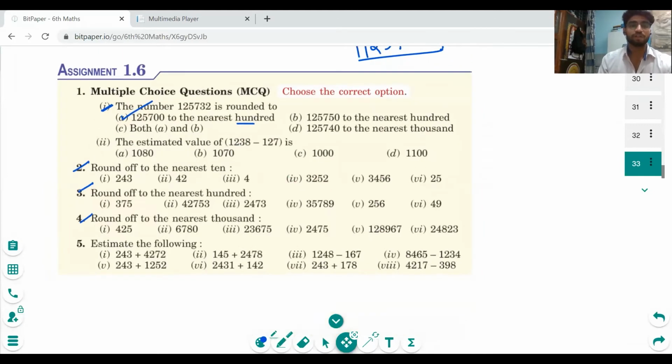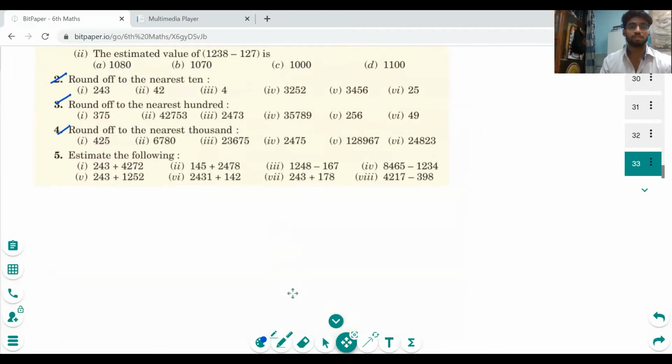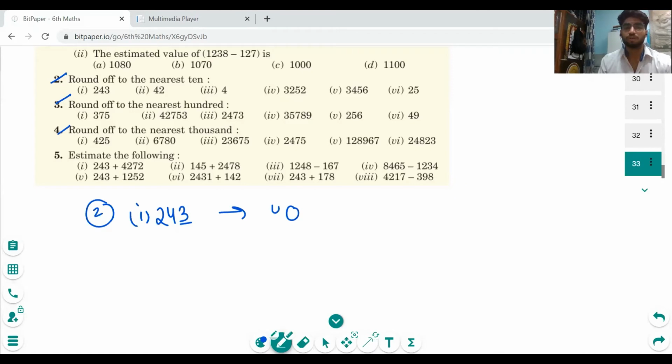Second one we will do when we will understand the sum and difference estimation. For now, we are focusing on rounding off. Let's try rounding off to the nearest tens. Okay. The second question, first part. 243. Remember the rules. What we do? We change the ones digit to 0. Let's observe. Is it less than 5? Yes, it is. So it will not change. 4 will not change. So 4 will keep as it is, and we don't have to do anything to the 100. So this is the rounding off.